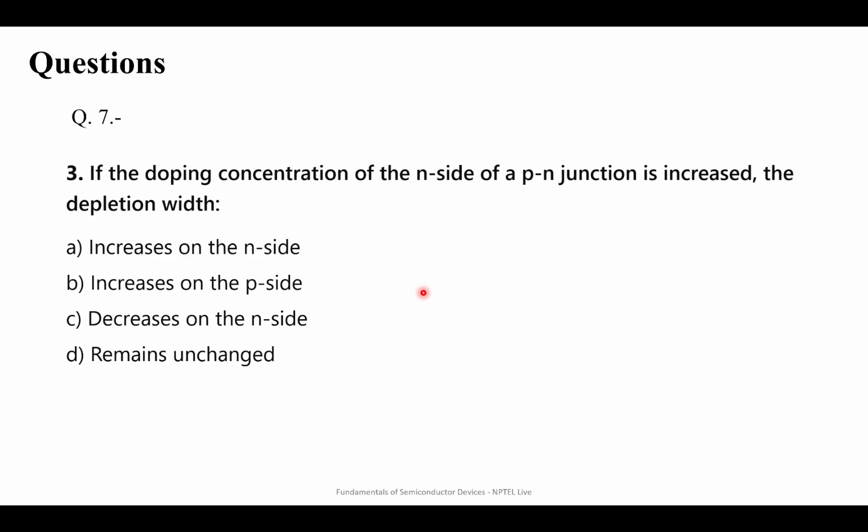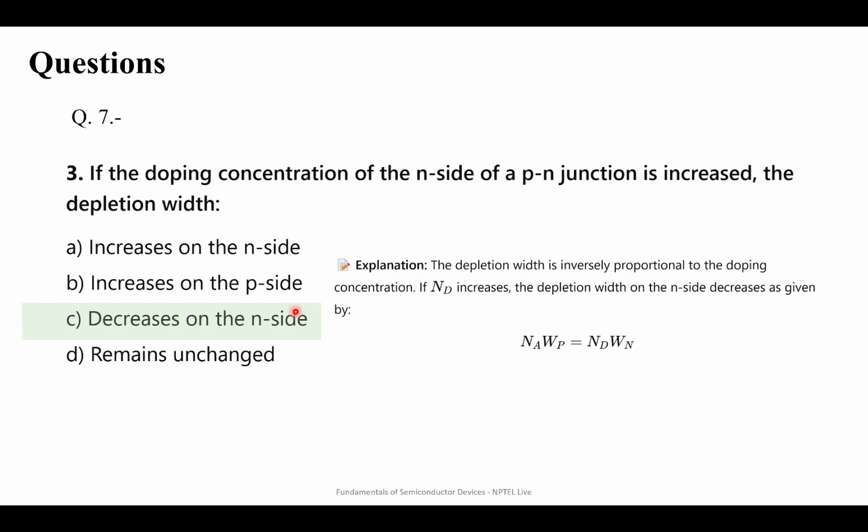If the doping concentration of the N side of a PN junction is increased, the depletion width increases on the N side, increases on the P side, decreases on the N side, remains unchanged. So the answer to this would be decreases on the N side.